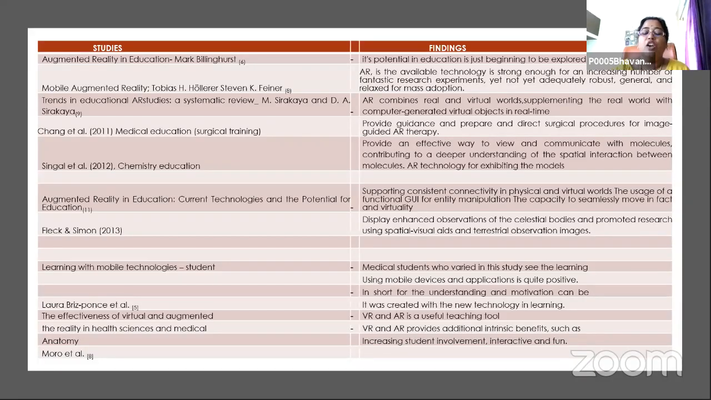Here I just mentioned only a few studies and findings. Most of the studies state that AR has potential in education that is just beginning to be explored, and that it provides guidance and prepares students for direct surgical practice, especially in medical fields. It's helpful for the students. And AR is a very useful, powerful teaching tool.